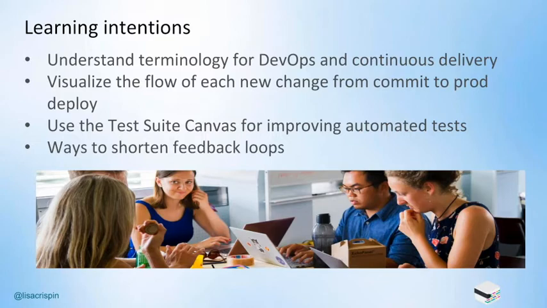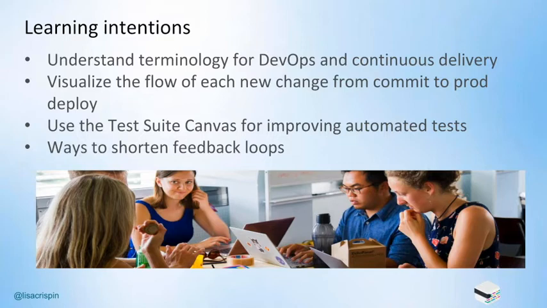So today I want to help people who may be new to DevOps, continuous delivery, all this continuous stuff that we hear about these days, help you first speak the language of it so you can talk to your team members who are engaged in this and understand some terminology. Then we'll talk about ways we can visualize the flow of each new change in our coding or configuration or content, whatever it is, from committing it to our source code control to deploying it to production.